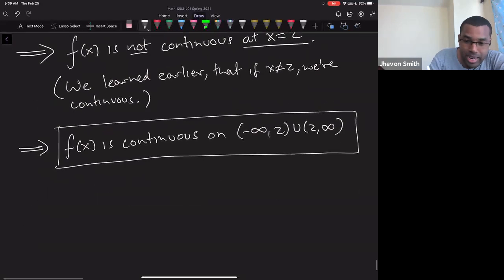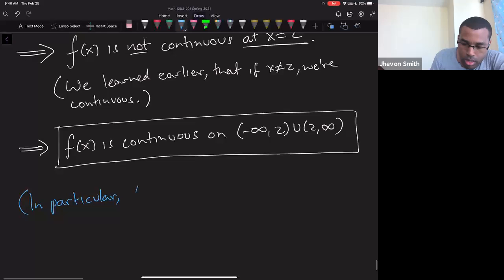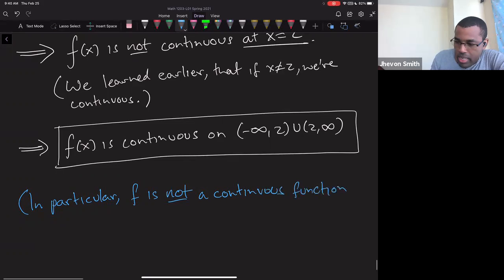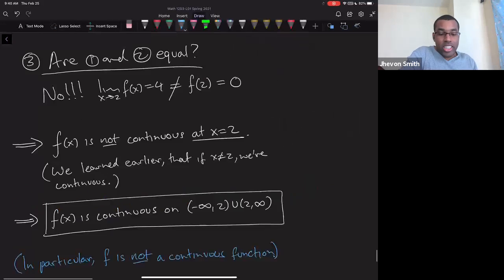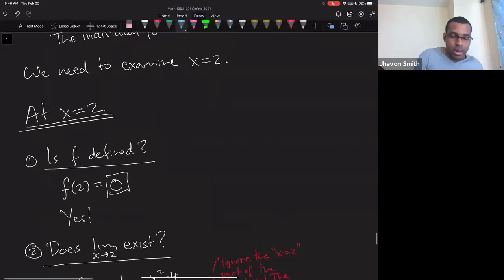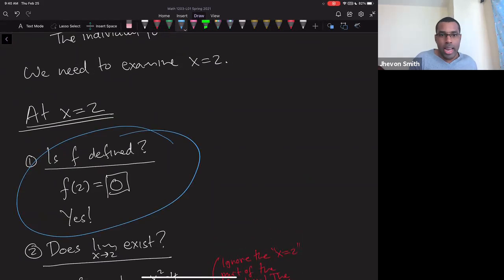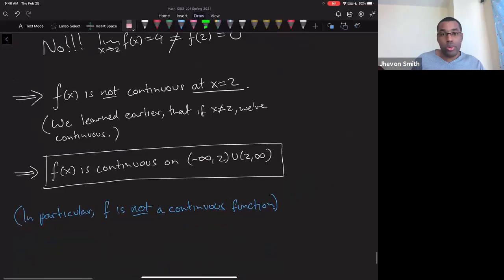In particular, I didn't ask this here, but you should know, f is not a continuous function. Now remember, what does it mean to be a continuous function? It means you're continuous for all points in your domain, right? Now clearly, 2 is actually in the domain of this function. I know that because of this. 2 is in the domain. I can plug in 2 and get an answer, right? However, it's not continuous at 2.